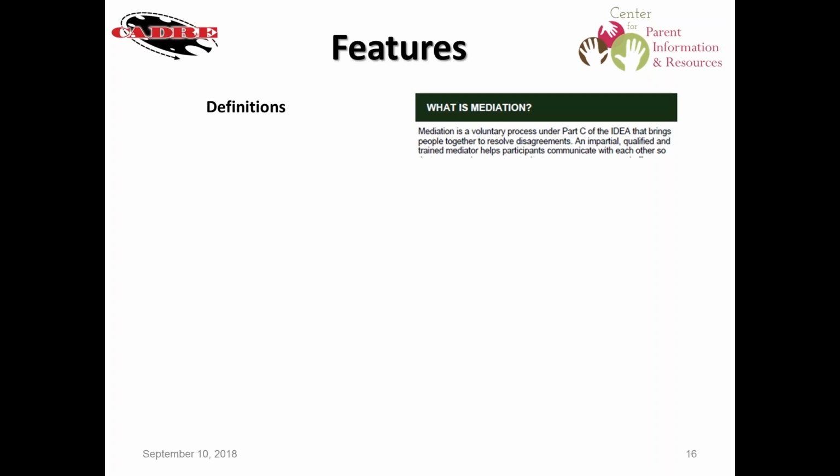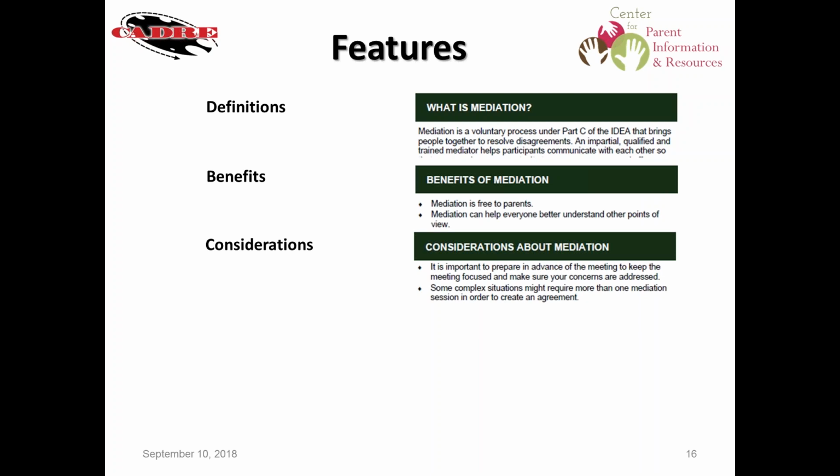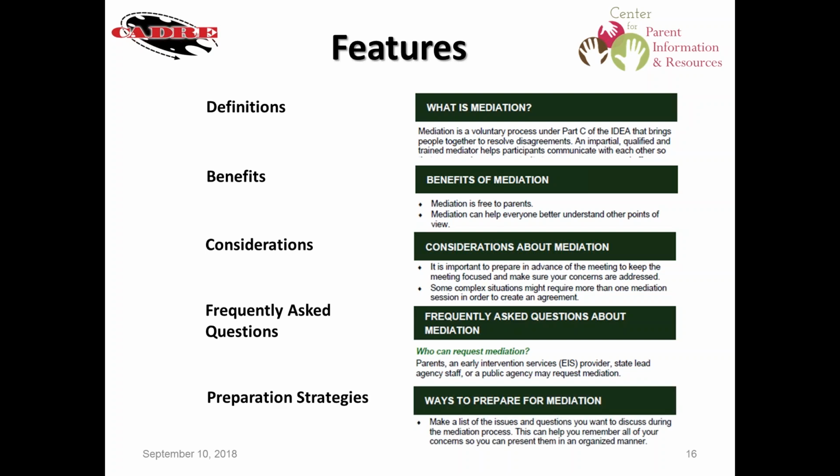About the guides, here are some features. Each of the guides is divided into sections. There will be a section for definitions of the process and examples of when it might be used. There will be sections to discuss the benefits of each of the processes, as well as things to take into consideration before and during the process. Additionally, our most popular feature in the Part B guides was the frequently asked questions, and we included them in this guide as well. And finally, we've included a preparation strategy section to guide parents on how to prepare effectively for each of the processes.